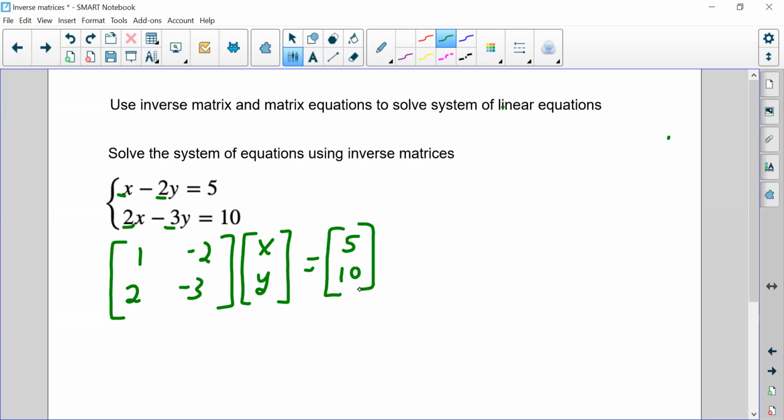So that's the first thing you're going to do, is set it up. So we're going to set up our equation like this. Now I can check this. If I did multiplication, 1 times X gives me X, plus a negative 2Y gives me X minus 2Y. That's my answer there. Equals 5, equals that answer. 2 times X is 2X plus a negative 3Y. That's 2X minus 3Y equals 10, sorry. So that is correct. So I've set up my matrix. That's your first step.